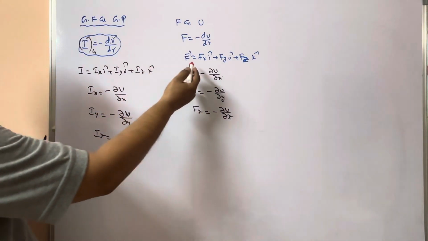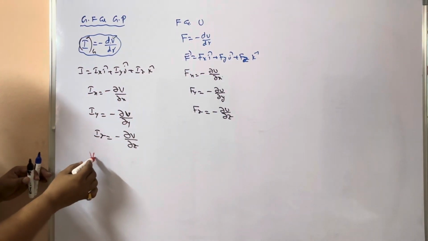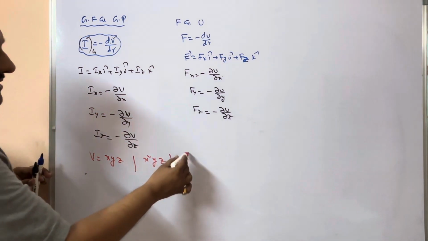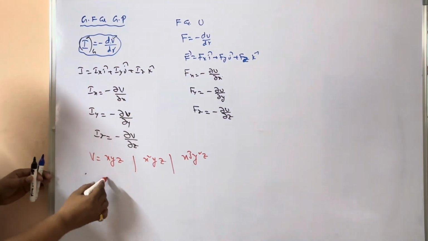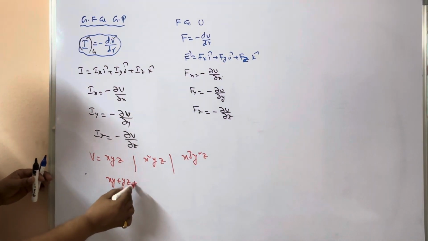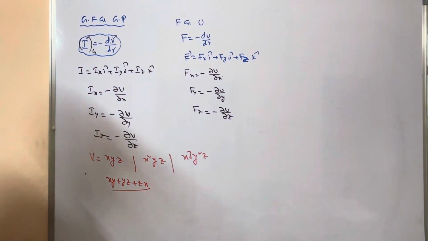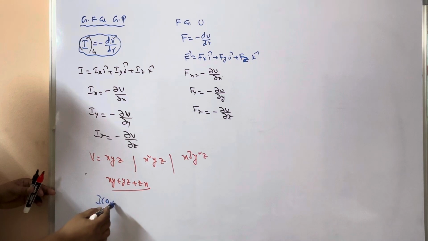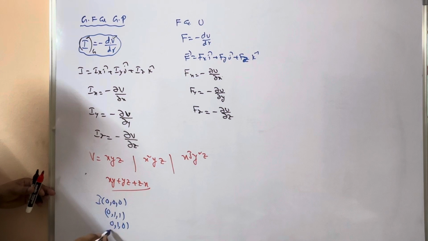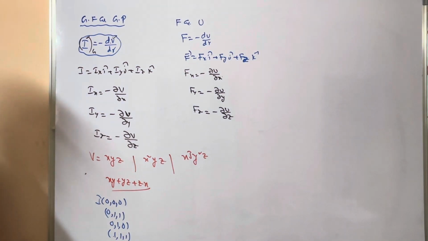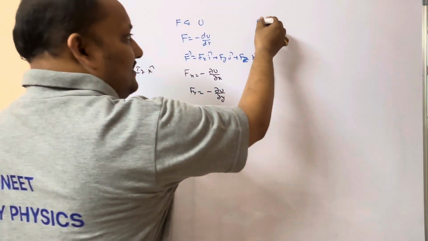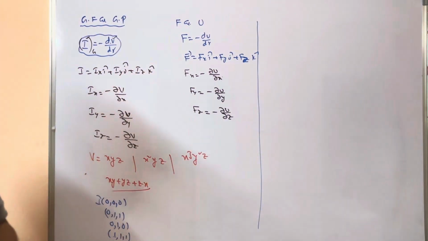Previously we discussed problems in work, energy, power. They will give potential V is equal to xyz, x square yz, x cube y square z, xy plus yz plus zx. That is how they are going to give. Find the gravitational field intensity at 0,0,0, 0,1,1, 0,1,0, 1,1,1. Like this at different points they will ask. Both are going to be derived and calculated in the same way.